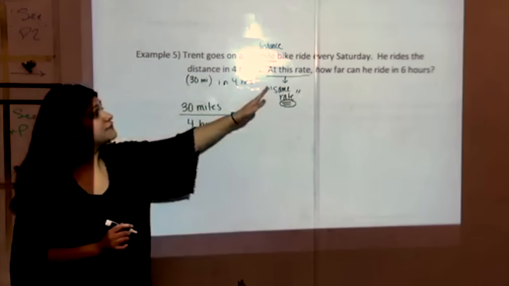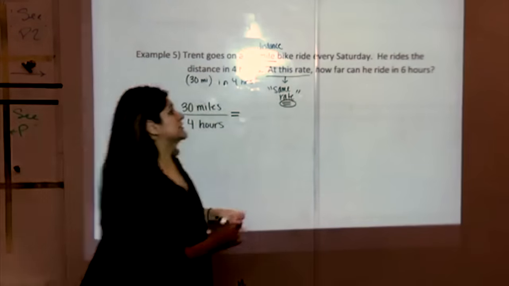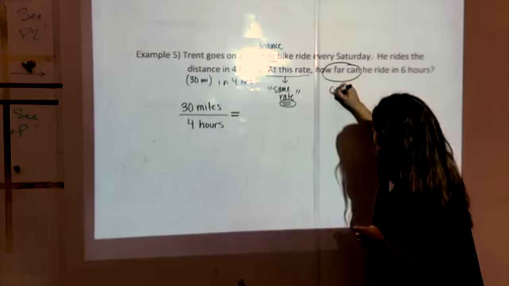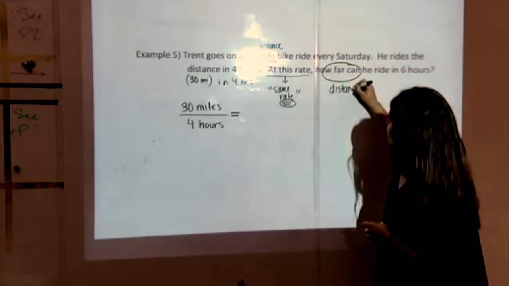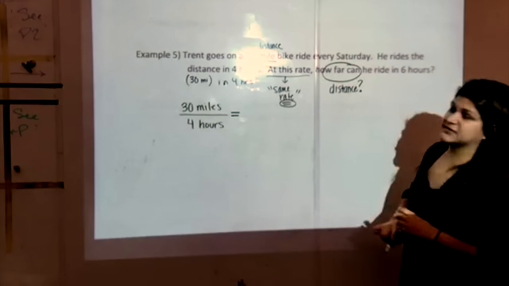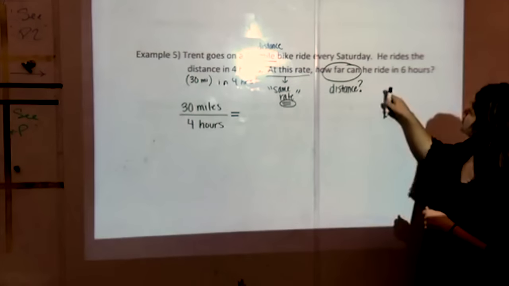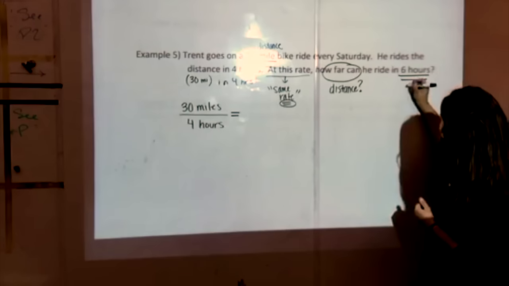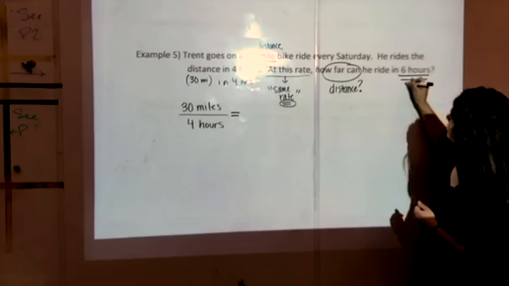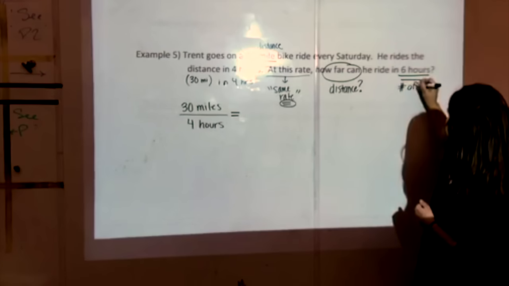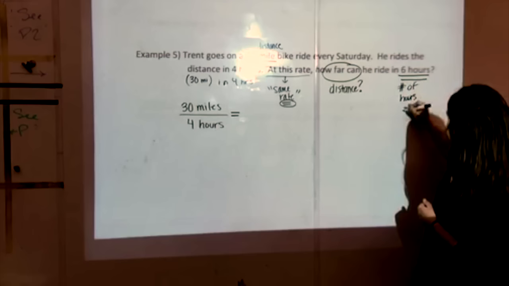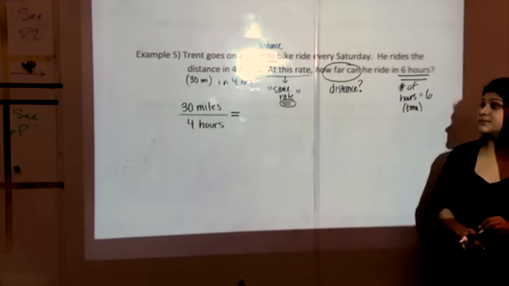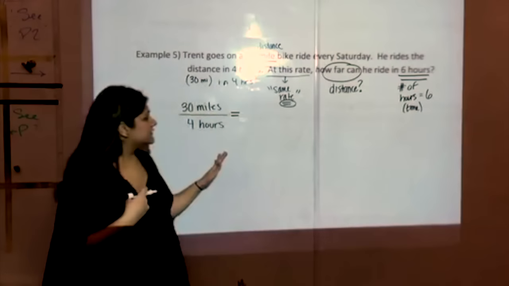Right? How far can he ride in 6 hours? So when we say how far, the unknown is distance. We are trying to solve for distance. We don't know it. But we do know that he is riding for 6 hours. So we know that the number of hours, or time, is 6. We're going to go ahead and fill in what we know.